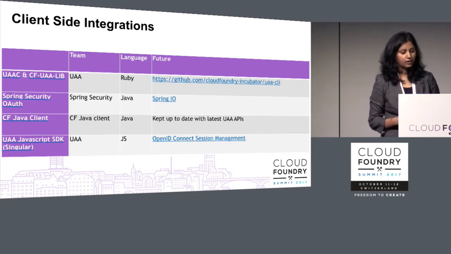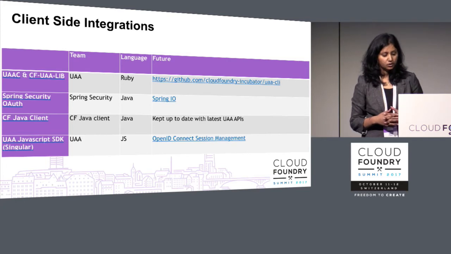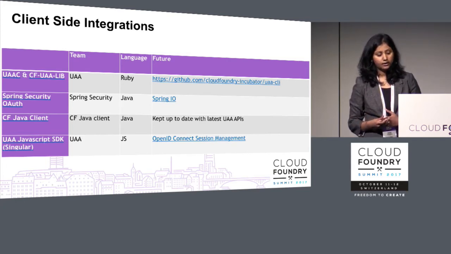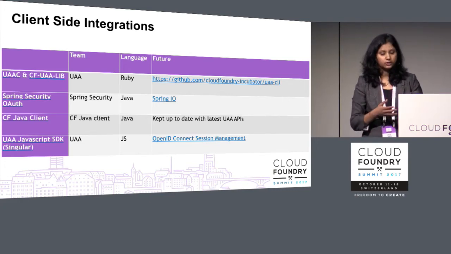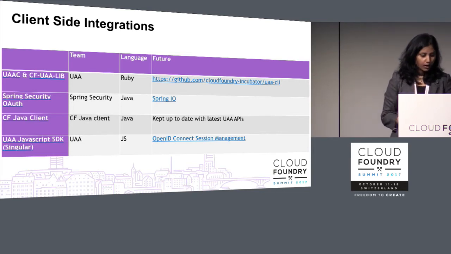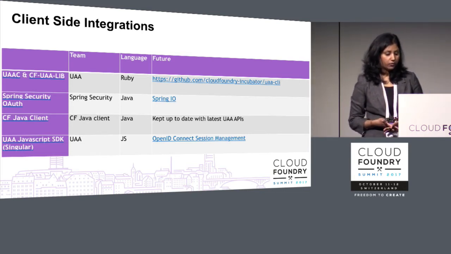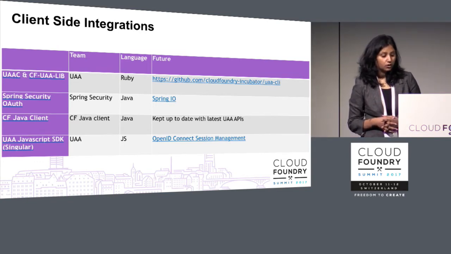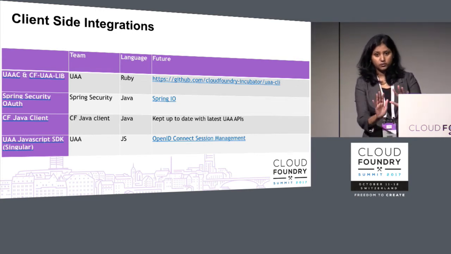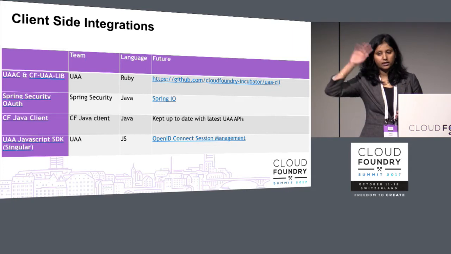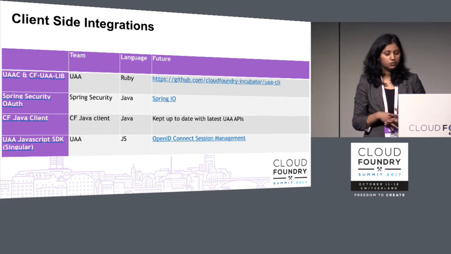CF Java client is essentially an admin interface. It implements all of the UAA APIs. You would want to use it if you want to do user management, identity zone management, or provider management within your own tool, and this Java client allows you to do that. Finally, we recently added support for a UAA JavaScript SDK. This would be of interest if you are writing a single page application, which is JavaScript only, runs within the browser, no backend. And as a developer, if you don't want to really understand the intricacies of OAuth, this is the SDK to use, because you just call a method, you register a set of things, and you're good to go.